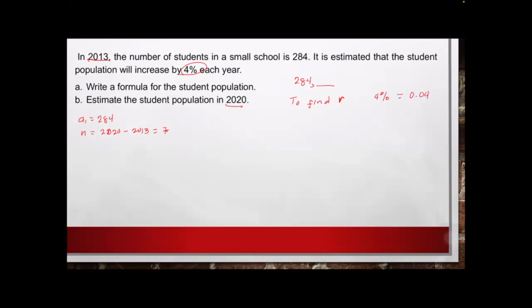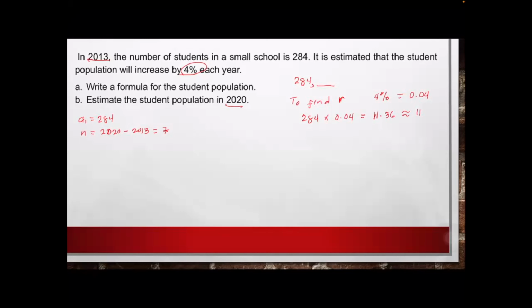So, magkakaroon tayo dito ng 284. Multiply natin ng 0.04. Kapag nag-multiply ka ng 284 multiply by 0.04, magkakaroon tayo ng 11.36, which is approximately 11, kasi wala naman tayong 0.36 na tao. So, we have to round it off into whole number. Kaya this will be 11 lang.